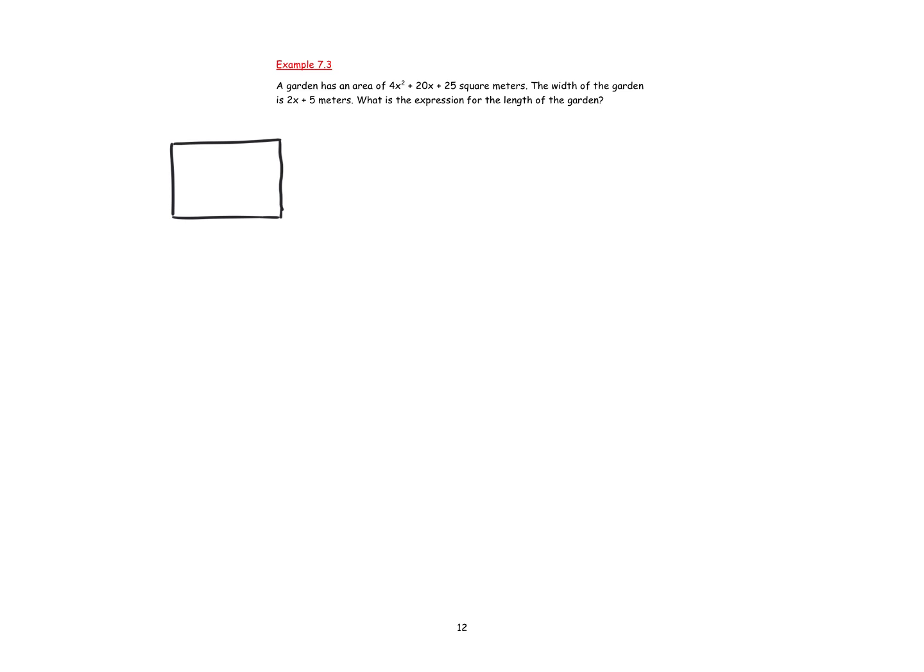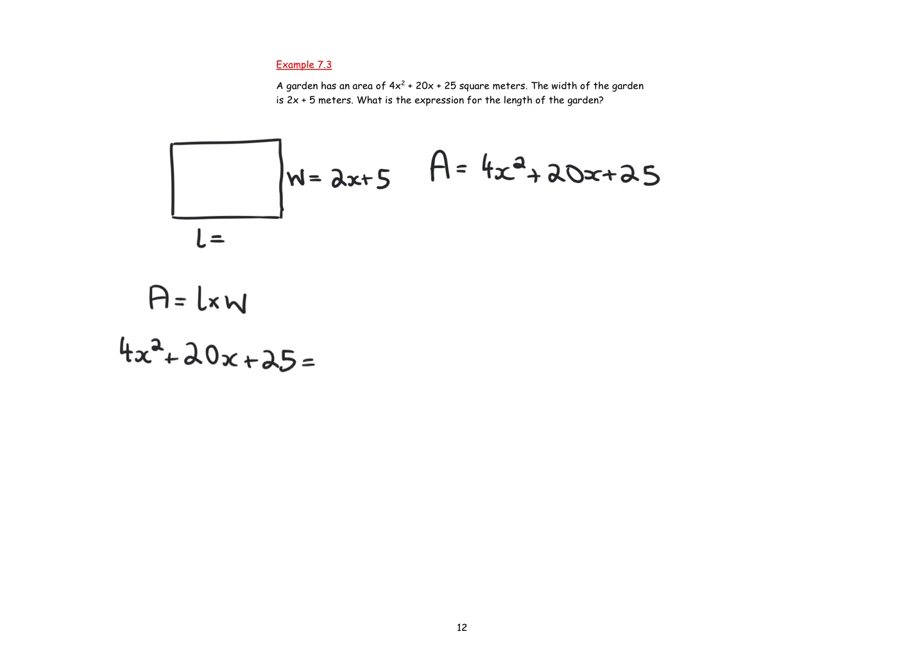Here we have the area of a garden. Here we know that the area is equal to 4x squared plus 20x plus 25. The width of the garden is 2x plus 5, and we want an expression for the length. So this here is what we need to figure out. Area is just length by width. So if we have 4x squared plus 20x plus 25, well then that's going to be equal to the length, which we're trying to figure out, multiplied by 2x plus 5.